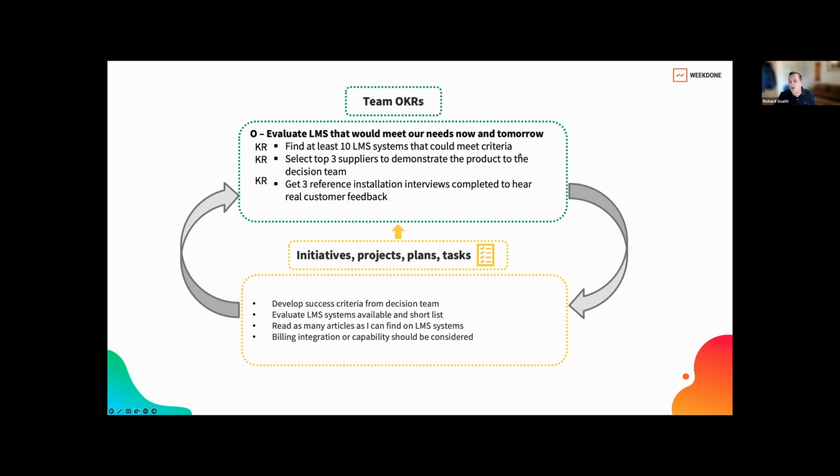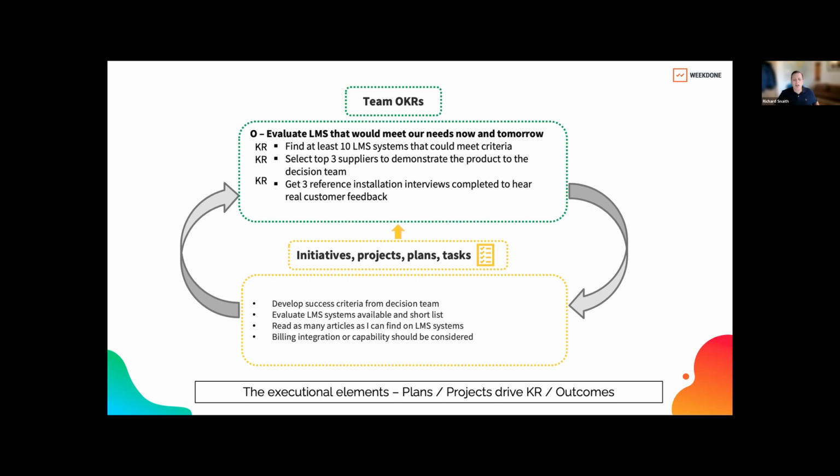Or we could have developed the key results and then come to the initiatives, plans, projects. What's important is we have both. If I have key results, but I don't have any consideration for how to drive them forward, it won't work. If I have just initiatives and projects, and no measures of what success really looks like, it won't work either. The execution elements, plans and projects, drive the key results, which are the outcomes, forward.